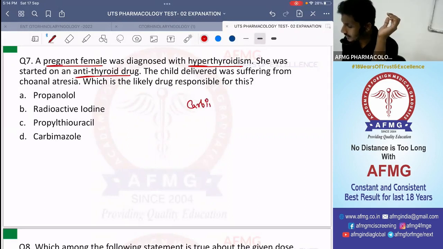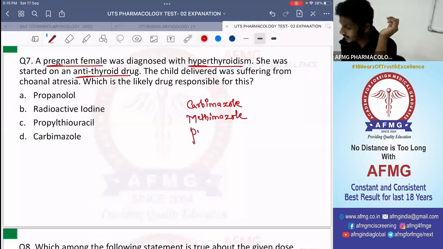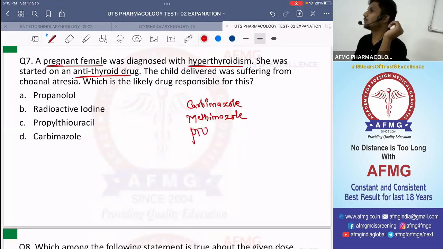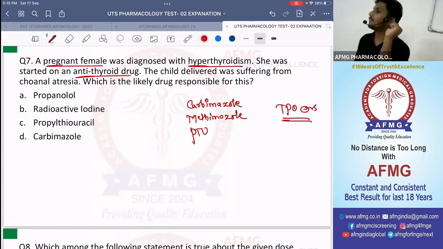First is carbimazole. Second is methimazole; carbimazole is an inactive form or a prodrug which is converted to its active form, methimazole. And the last one is PTU, propylthiouracil. All of these 3 are anti-thyroid drugs. They will inhibit which enzyme? Thyroid peroxidase, the rate limiting enzyme of thyroid hormone synthesis. So all of these are thyroid peroxidase inhibitors, and therefore they are the most effective drugs in case of hyperthyroidism.